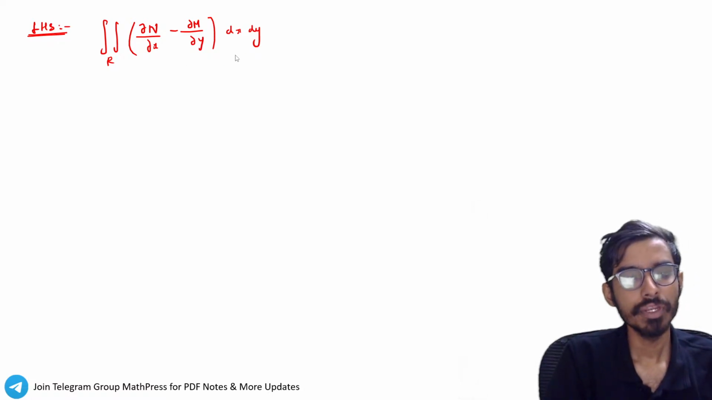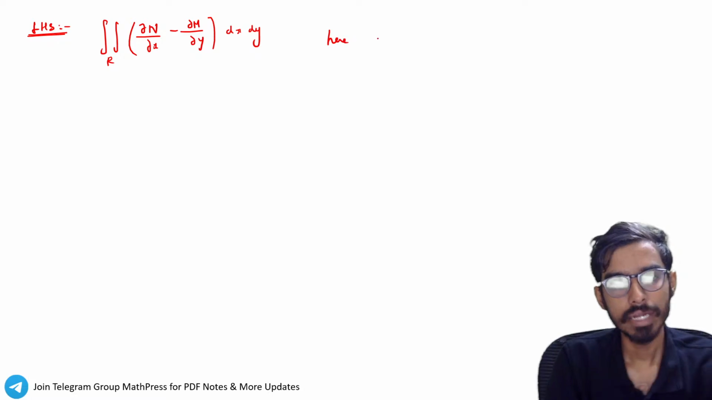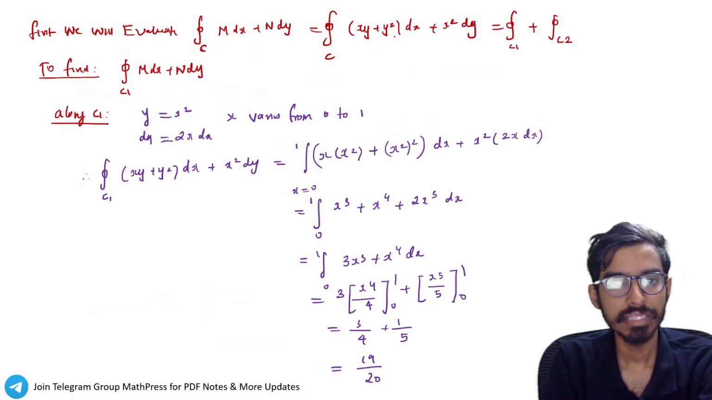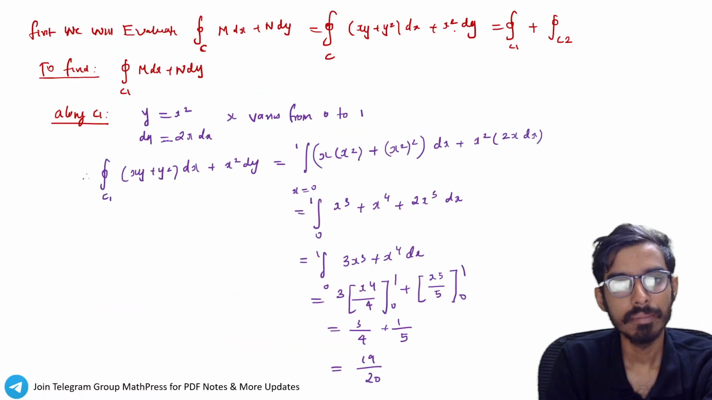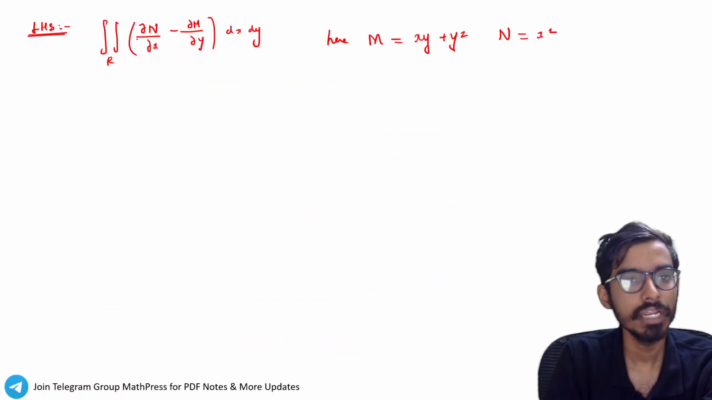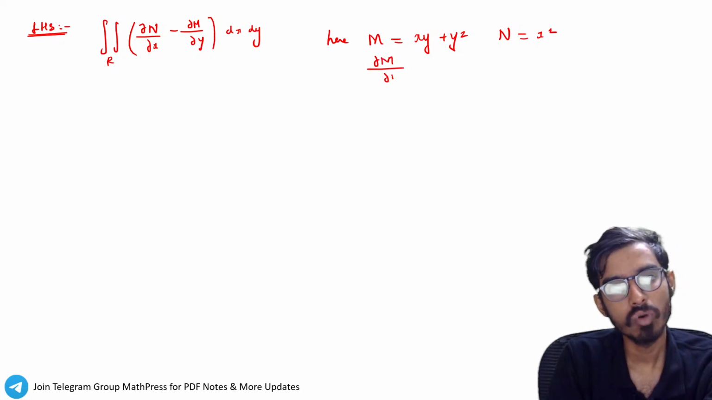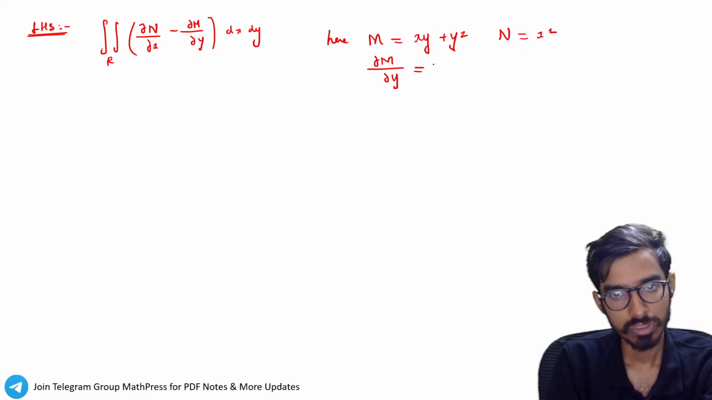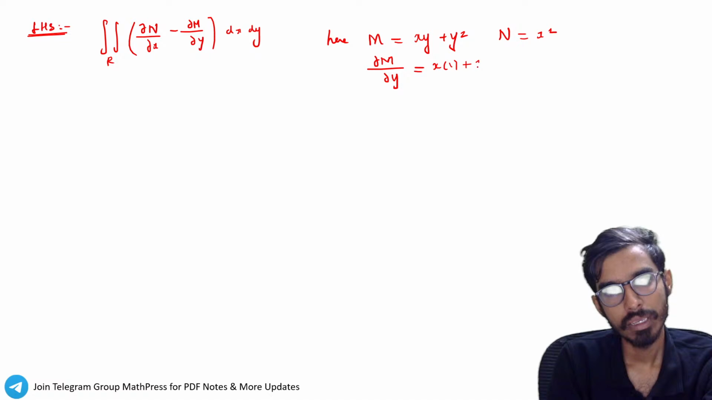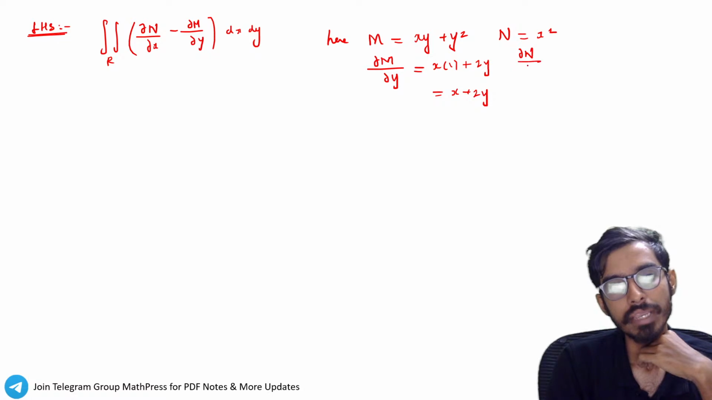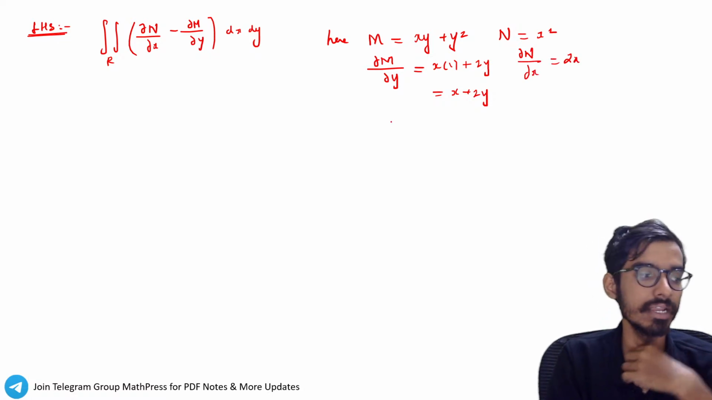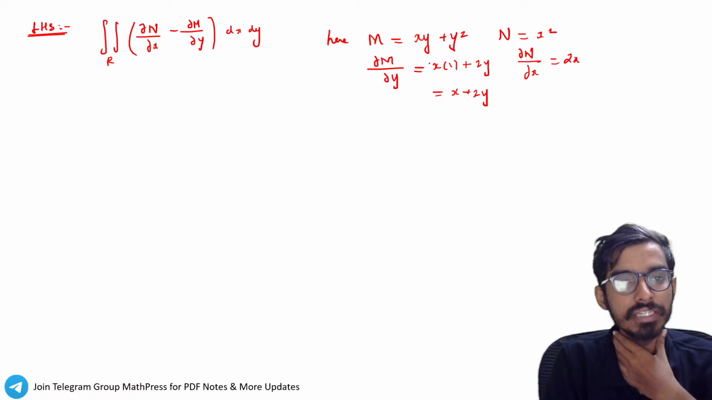Okay, so we need to evaluate this. What's our M here? M dx + N dy: xy + y² is your M, and N is x². So we need ∂N/∂x and ∂M/∂y. With respect to y, you need to differentiate partially. So x is constant, this is y², which gives 2y, right? So x + 2y is your ∂M/∂y. ∂N/∂x will be 2x, right?